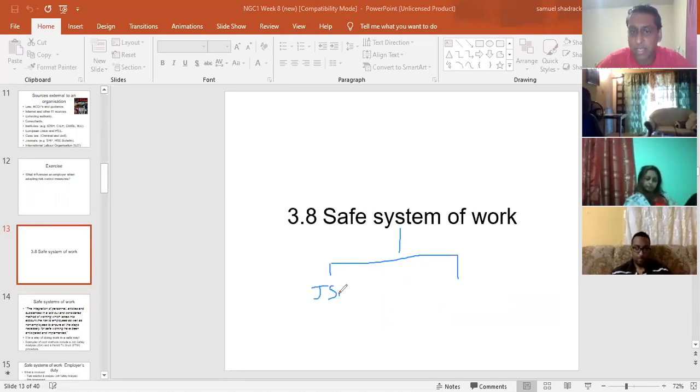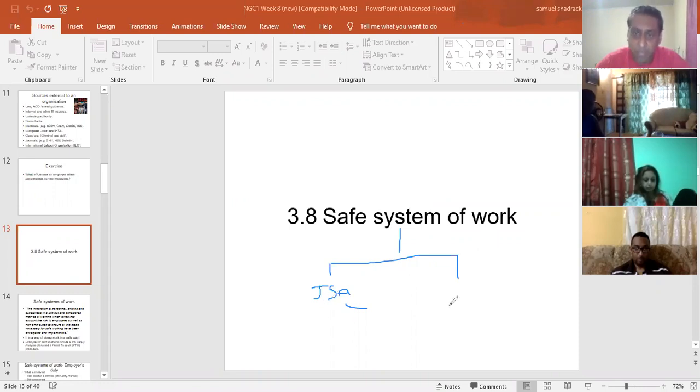So I wanted to say that a JSA is a safe system of work. For those who don't know what that means, it's exactly what the words mean. It's a safe way of doing work. A JSA is a procedure for doing work, but it's a safe procedure for doing work, right? So one example of a procedure or an administrative control here is a safe system of work, of which we have a JSA as an example.